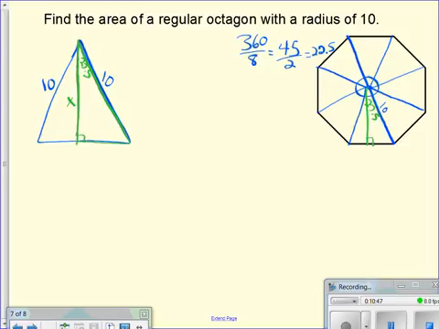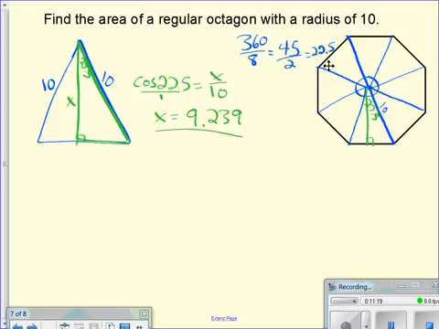This is my right triangle, keep in mind. All right? So my apothem is my adjacent side to the angle, and my radius is the hypotenuse. So adjacent over hypotenuse, cosine of 22.5 equals x over 10. All right. Put it over 1, cross multiply, and solve. You get x is going to be equal to 9.239. Okay. This is one part I'm going to need.